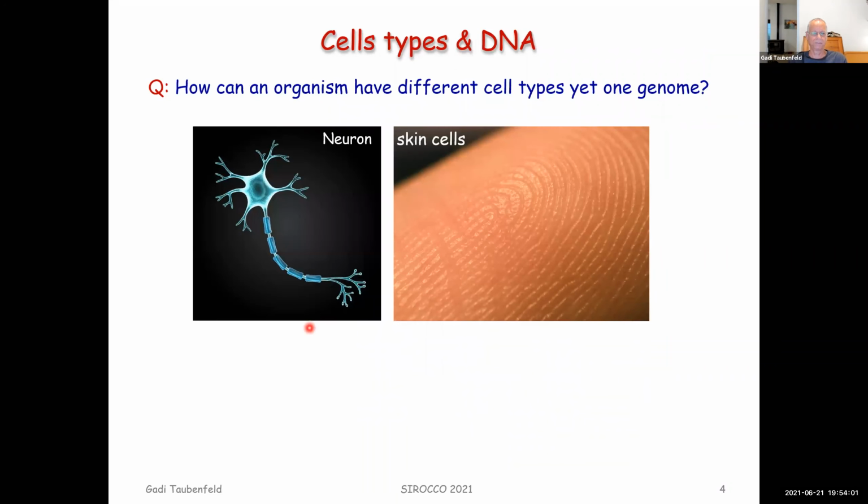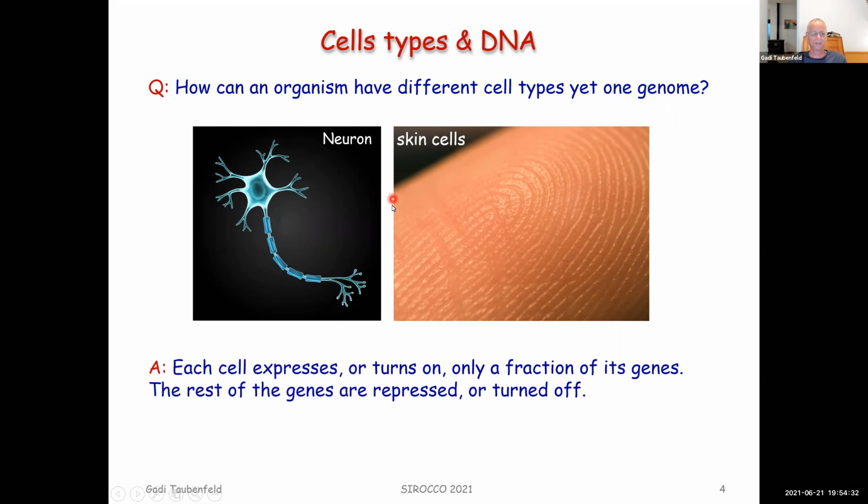Now here is the question. You have 2 different cells in here. How can an organism have 2 different cell types, yet one genome? All the 200 different types of cells in our body have exactly the same genome, exactly the same DNA. So how come a neuron, which has exactly the same DNA as a skin cell, becomes a different thing?